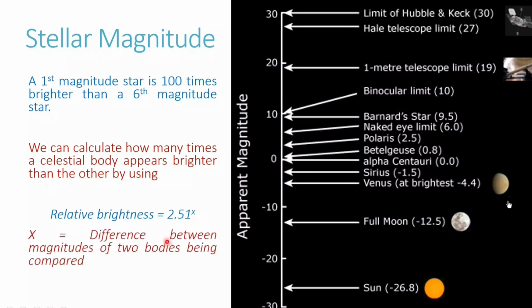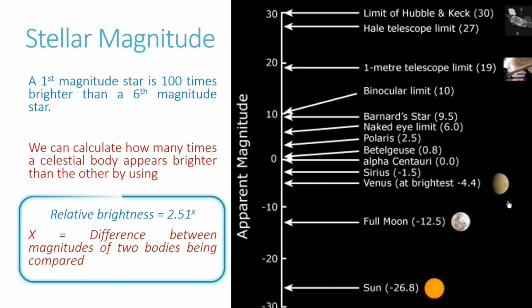Now, what is x in this formula? x is the difference between the magnitudes of the two bodies which are being compared. So if you are given two celestial bodies, and their stellar magnitudes are known, you can find out the difference between their stellar magnitudes. 2.51 raised to power that difference gives you how many times a particular body is brighter than the other.